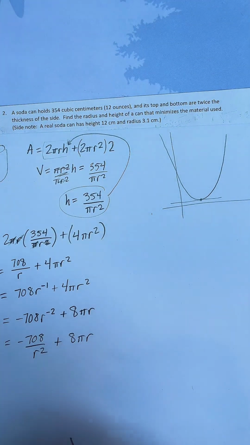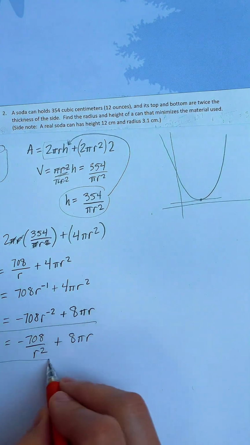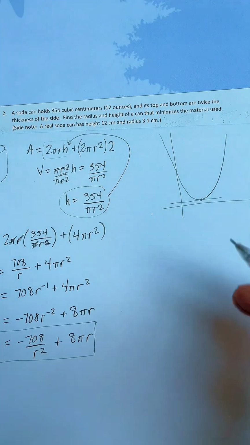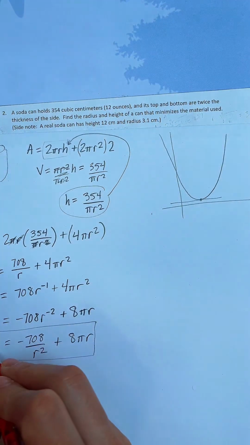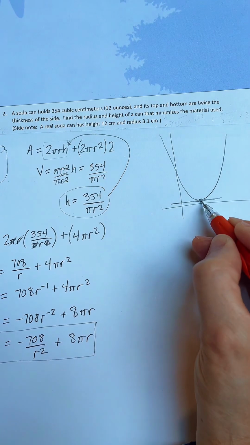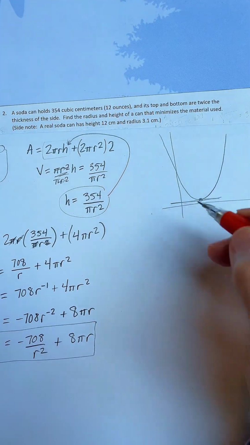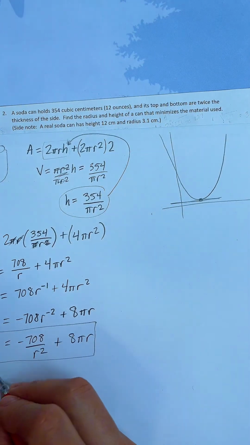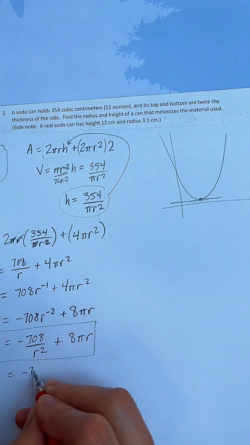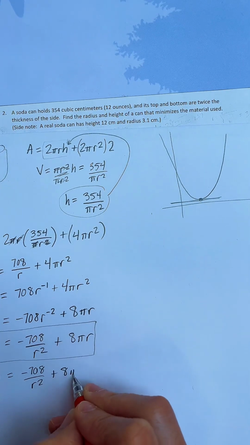So now, once we have our derivative, we need to set it equal to 0, because that's the slope. The derivative always gives you the slope of the tangent line at a given point. So since the slope is equal to 0 at any maximum or minimum, we can just do that right here. Set it equal to 0, -708 over r squared plus 8 pi r.